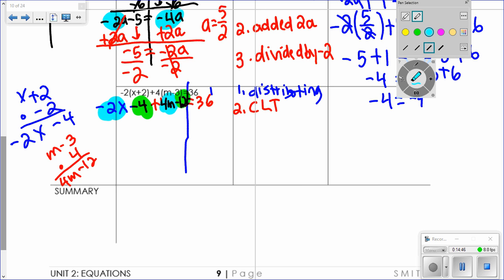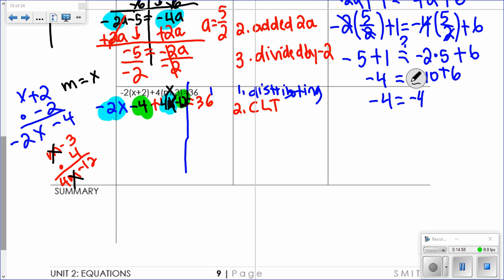I think the notes were a mistake. Let's change the m to an x. Let's make that x. Okay? My mistake there. That's fine. But either way, we're going to combine like terms. So negative 2x plus 4x, negative 2x minus 16 equals 36.